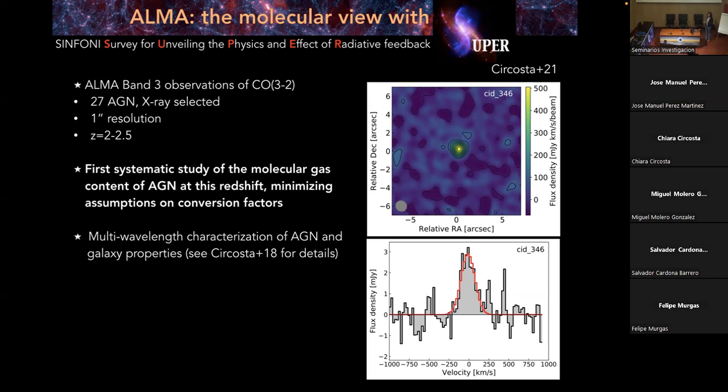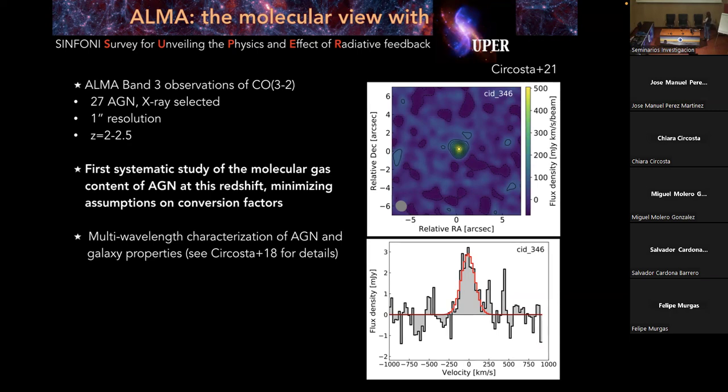The observations are integrated around 1 arc second of spatial resolution, angular resolution, sorry. And you see an example here of a map and the flux map and the spectrum. This represents the first systematic study of the molecular gas content of AGN at this redshift, with the goal of minimizing assumptions on conversion factors.